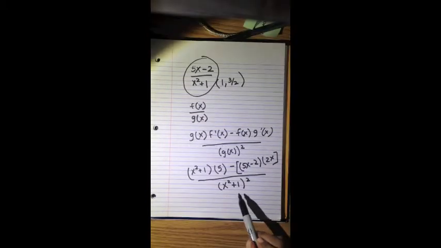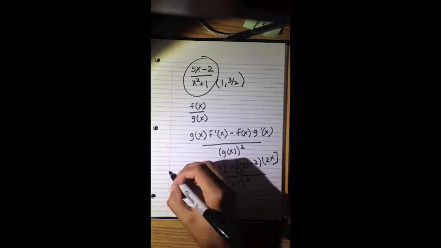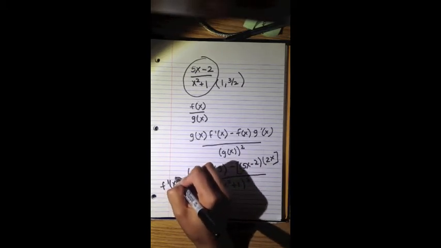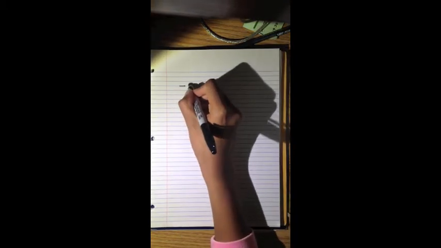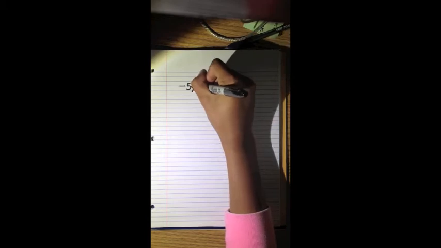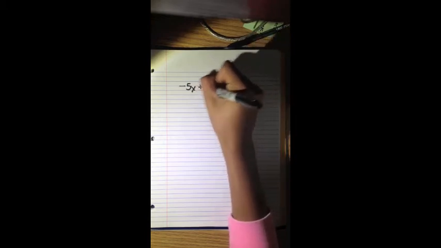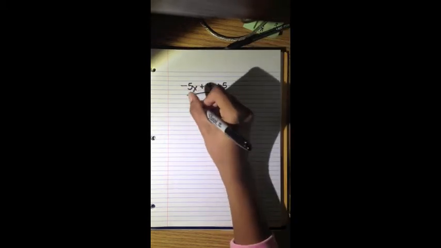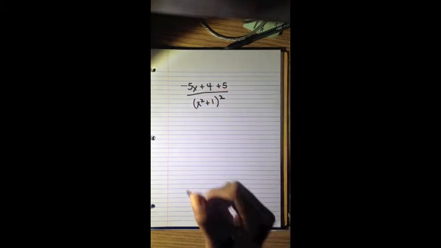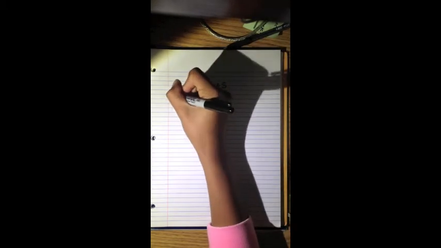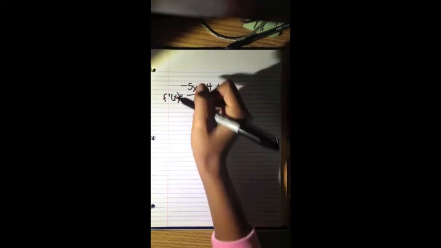Okay, so now that you've set up your equation, I set up the quotient rule here to find the derivative of the function. When this is simplified, you just use your normal simplification rules, and you will get (-5x^2 + 4x + 5) over (x^2 + 1)^2. So this is the derivative of the function.